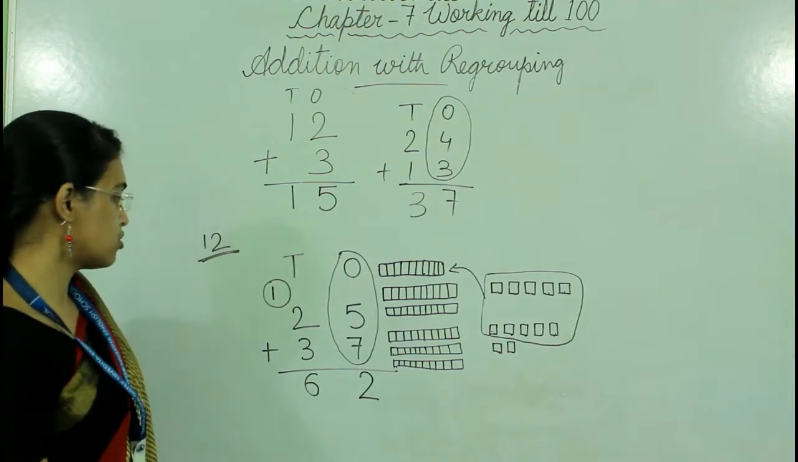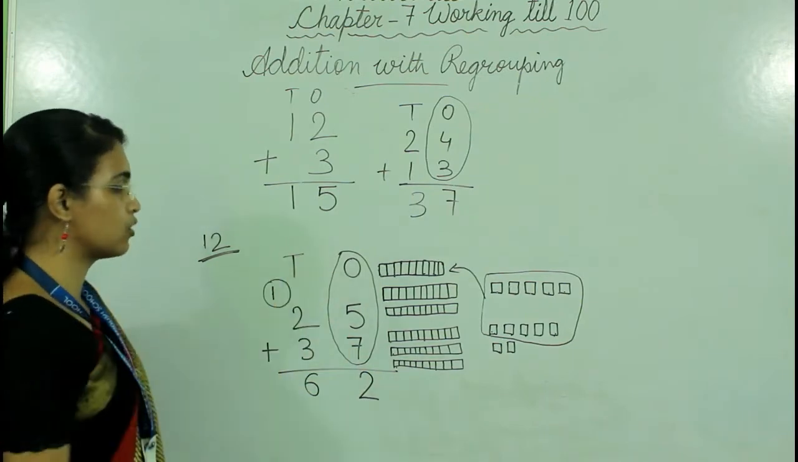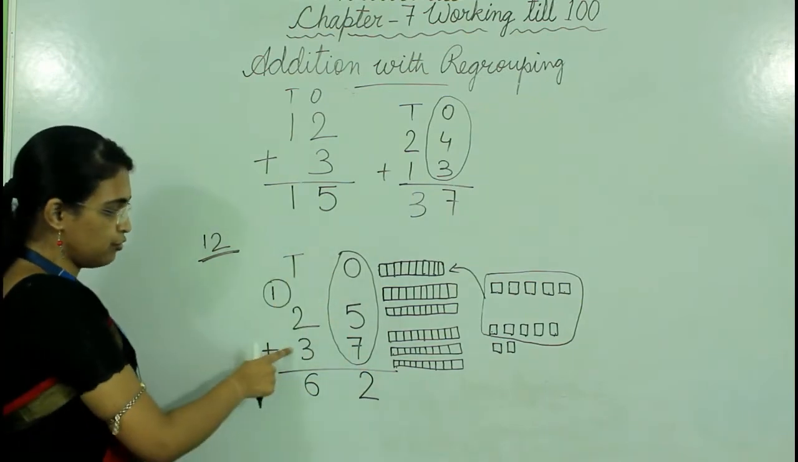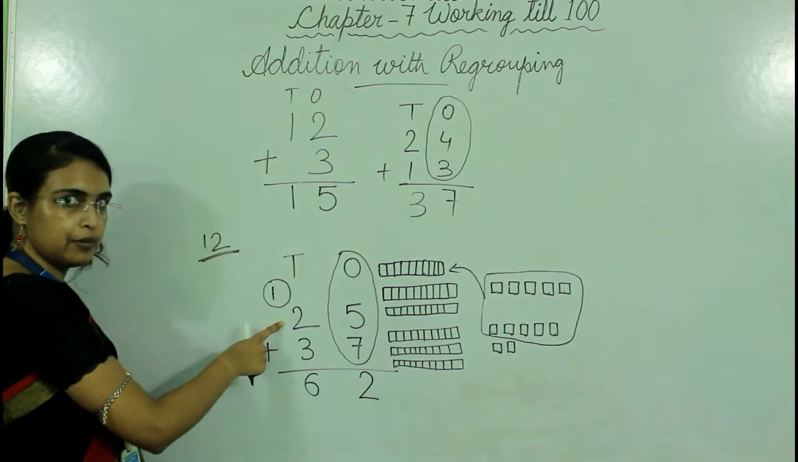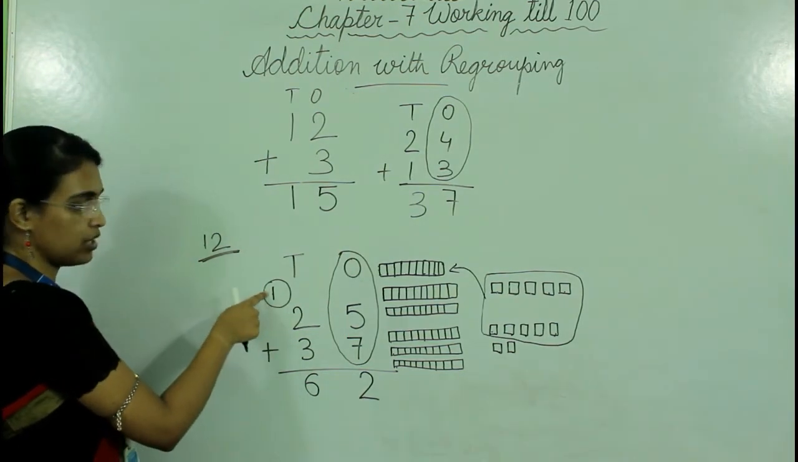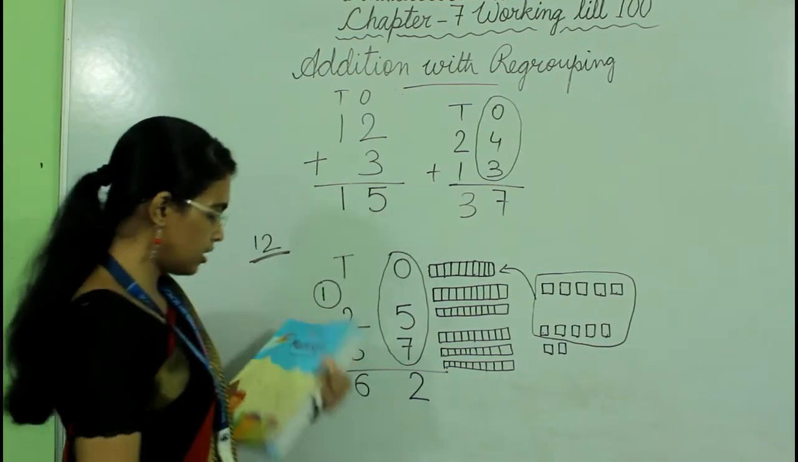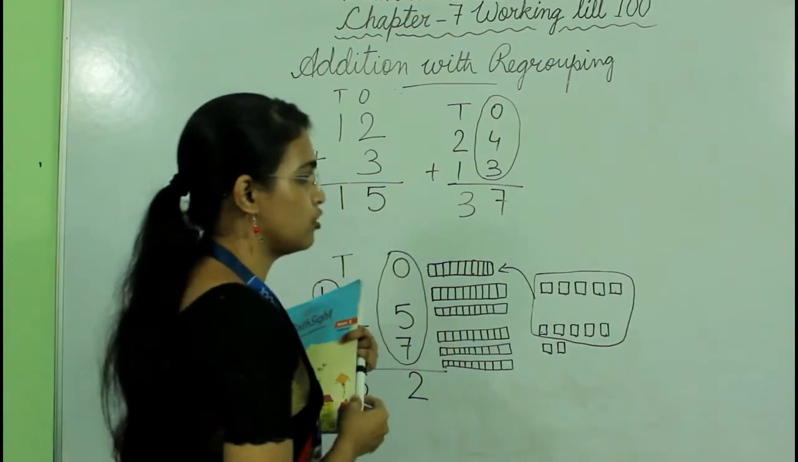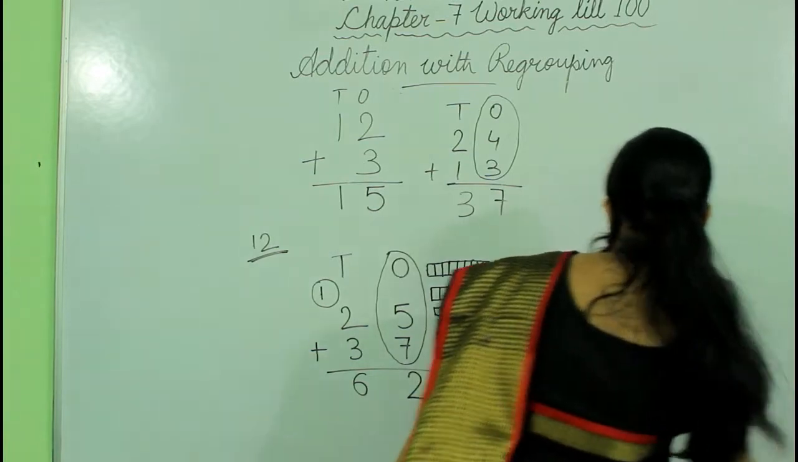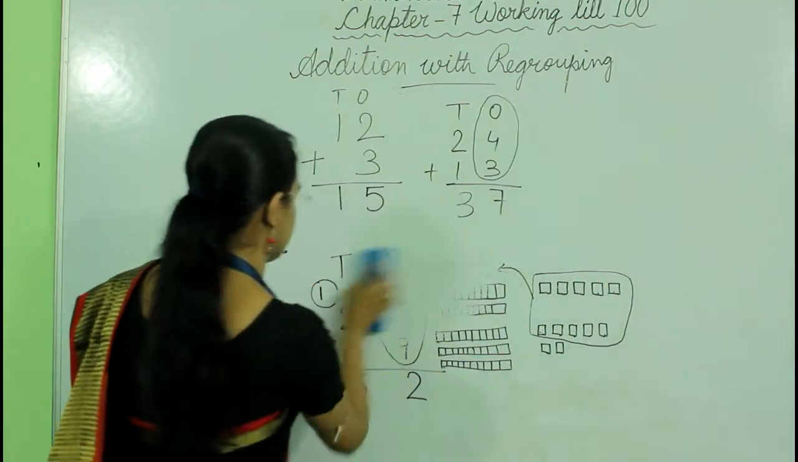Okay. So in this way you can do this type of regrouping sum. Like if you count 3 and 2, it becomes 5. 5 plus 1, 6. We got the answer: 6. Okay. Now I will show you another example.